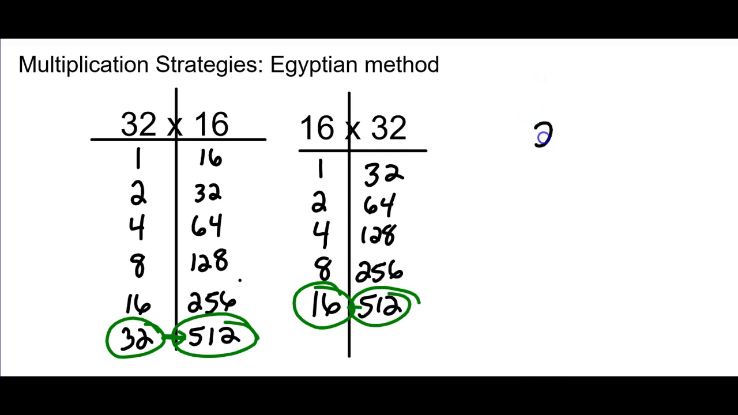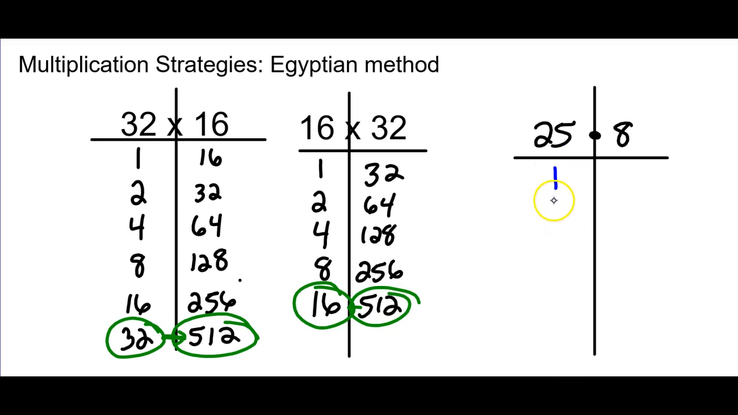Let's do 25 times 8. So for 25 times 8, you can pause the video and see if you can at least set up these two columns. All right, so if you did that, you should have written a 1 right here, and just keep doubling it, 2, 4, 8, 16. And if I double 16, I'm going to get a number bigger than 25, so I'm going to stop there.